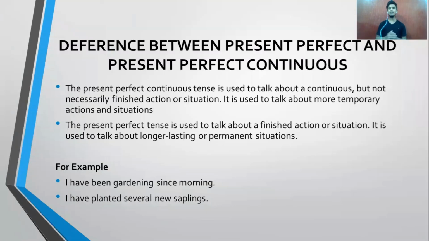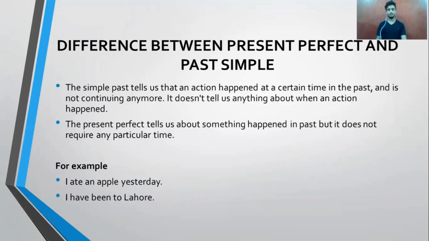Difference between present perfect and present perfect continuous. The present perfect continuous tense is used to talk about a continuous but not necessarily finished action or situation. It is used to talk about more temporary actions and situations. The present perfect tense is used to talk about a finished action or situation. It is used to talk about longer lasting or permanent situations. For example, I have been gardening since morning and I have planted several new saplings.